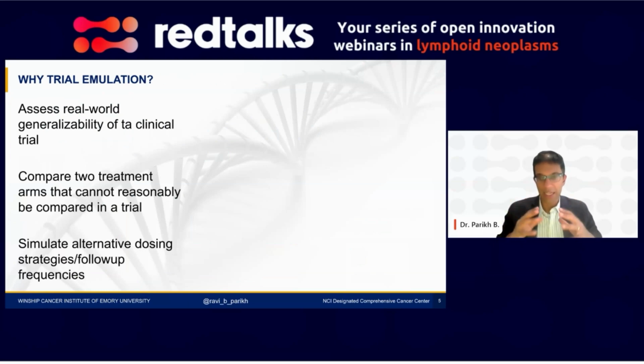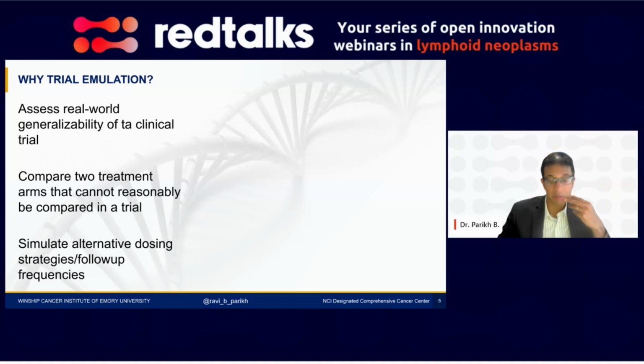So before going into the details of this analysis, it's useful to talk about trial emulation, or the process of trying to emulate a clinical trial using real-world data. And so one question to ask, just from a clinician standpoint, from my standpoint, is, why would we want to do this? And I can think of a few different reasons. One is that we might want to assess the generalizability of a clinical trial. There's a clinical trial that was done, applied to a real-world population.